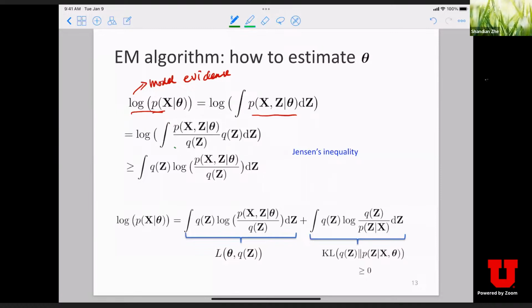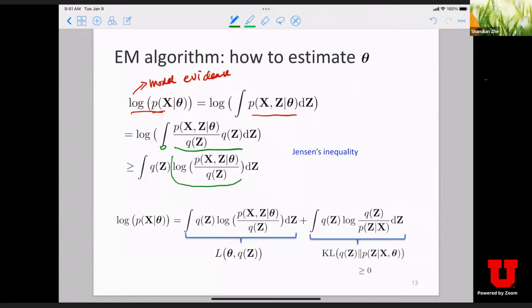But why do we introduce this additional distribution Q of Z? Because we can leverage Jensen's inequality. Remember, Jensen's inequality tells us that if a function is a convex function, then the expectation of the function is not less than the function of the expectation. Here, log is a concave function. In other words, negative log is a convex function. So you can apply that to immediately get this result, meaning that you can switch the integration and the logarithm, and then you get a lower bound.